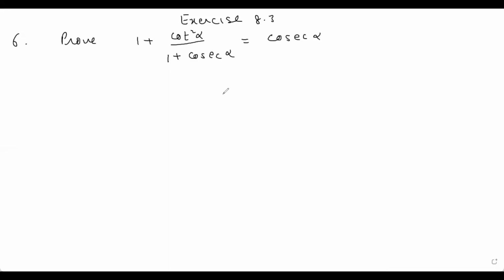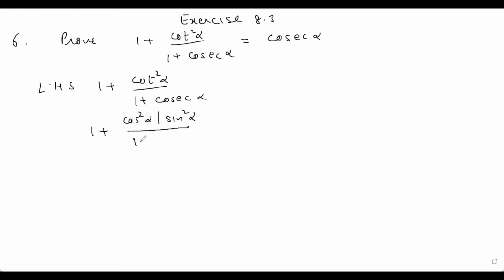Now the exercise 8.3 and the question number 6 is prove (1 + cot² α) / (1 + cosec α) = cosec α. Now its left hand side is (1 + cot² α) / (1 + cosec α). Change cot² α as cos² α / sin² α, upon 1 + 1 over sin α.